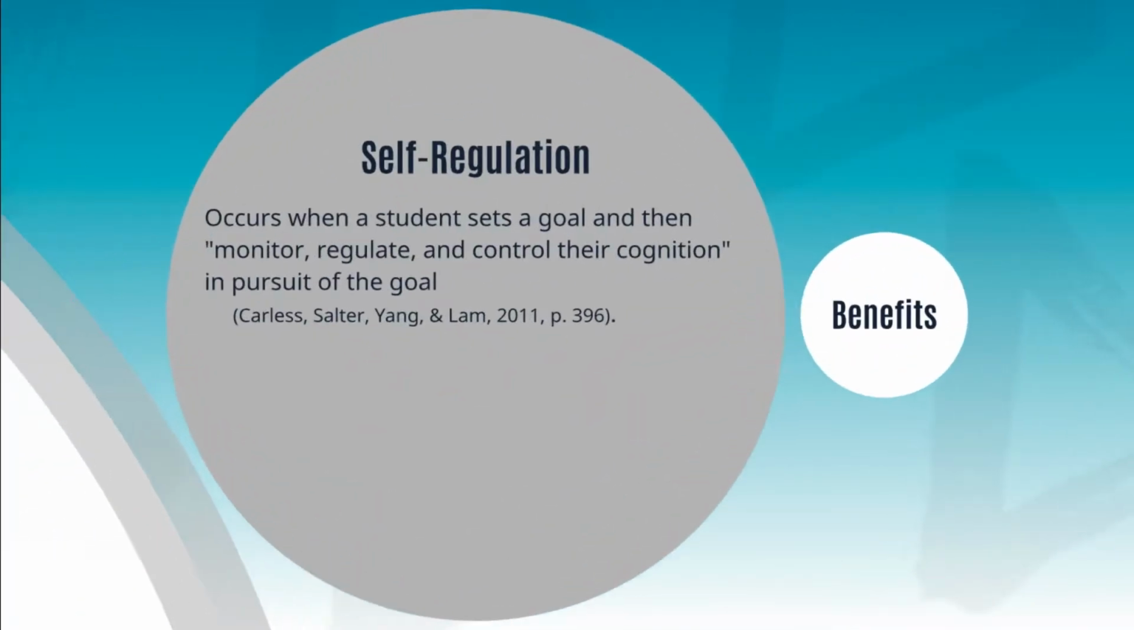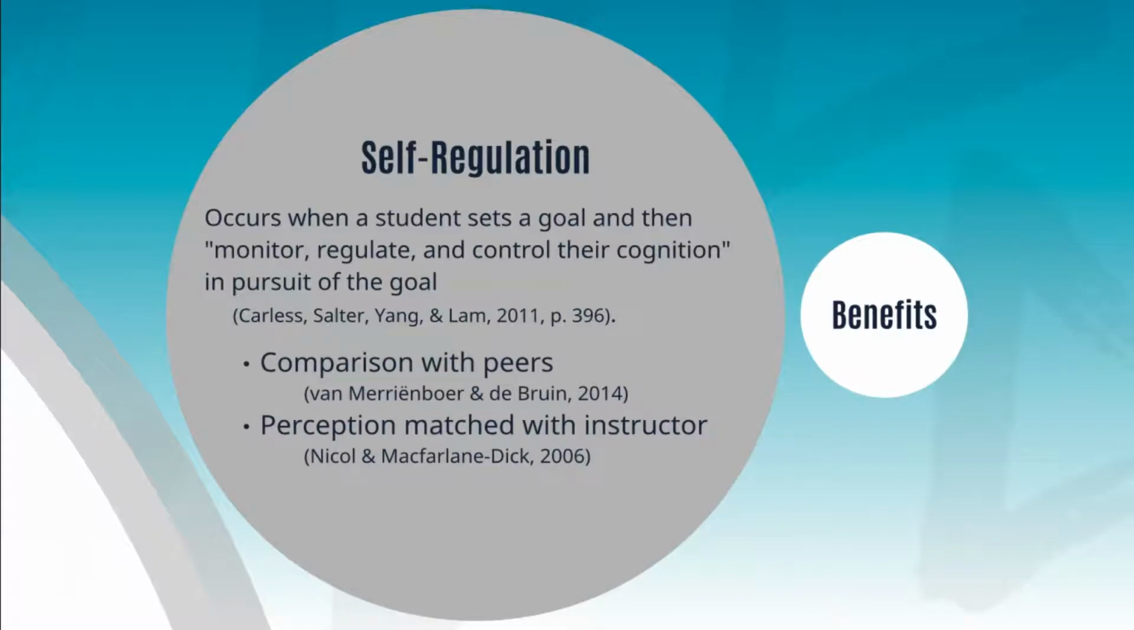Challenges in the online environment. Self-regulation occurs when a student sets a goal and then monitors, regulates, and controls their cognition in pursuit of the goal. Social constructivism informs us that students build on their ability to self-regulate by comparing the quality of their work with that of their peers.